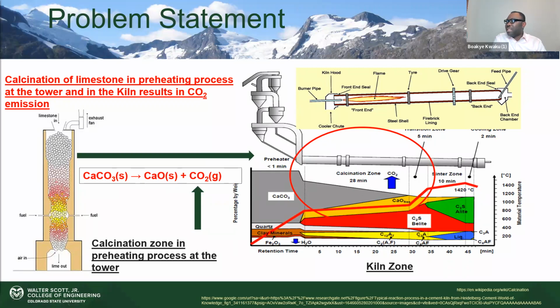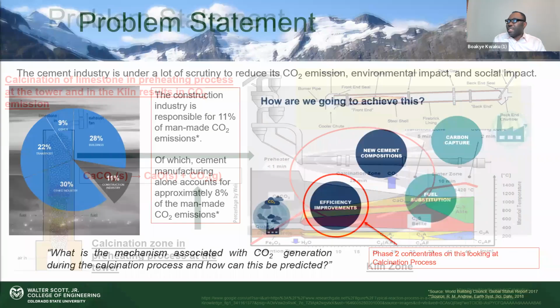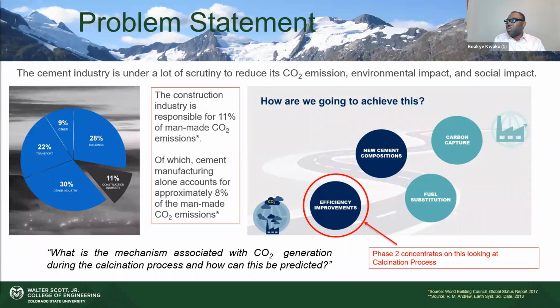The question is, what are the mechanisms that take place in terms of the calcination within these zones? What are the impacts? What are the variables that impact this? And we want to understand this by using machine learning. As I've said, the problem statement is that the construction industry contributes nearly 11% of CO2 emissions. Out of that, 8% is related to cement manufacturing. We believe that if we are able to use machine learning to understand the mechanism and the critical variables that affect this emission, we'll be able to improve the efficiency of the system and reduce our CO2 emission. And that is what we are working on.